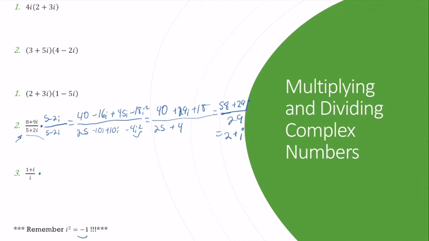For my last example of dividing complex numbers, I have to multiply by i in the numerator and the denominator. That gives me i plus i squared over i squared. So i squared is negative 1. I have negative 1 plus i divided by negative 1. That's going to give me a positive 1 minus i. So when we're dividing complex numbers, we're really just rationalizing the denominator.